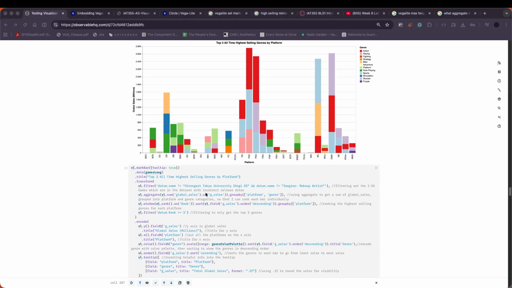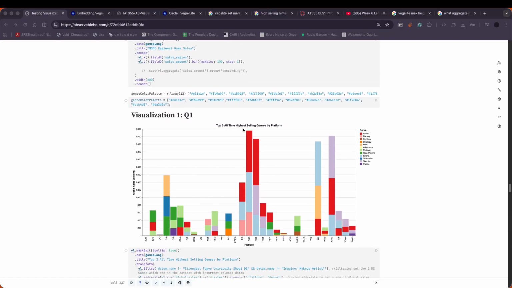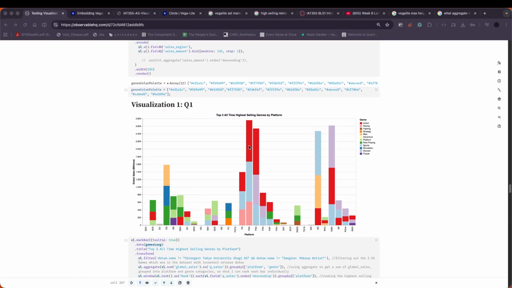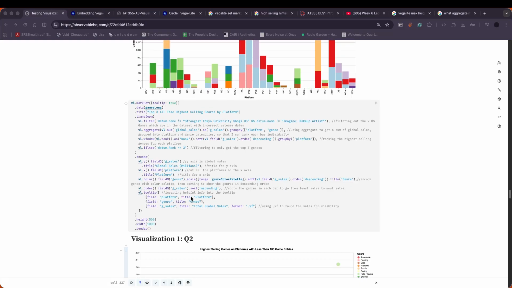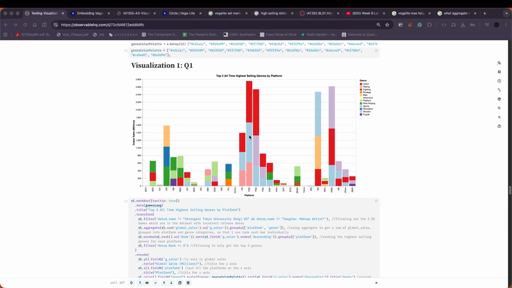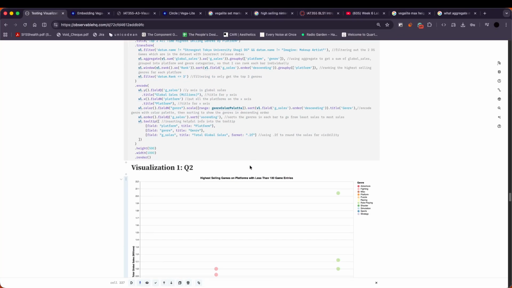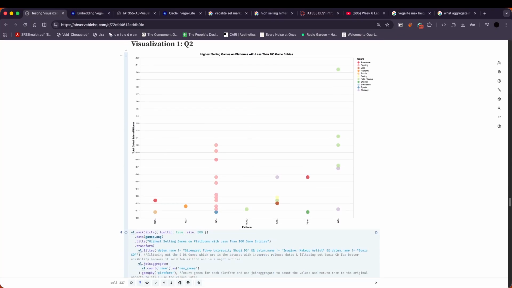What I did was use vl.aggregate to group the sales essentially by platform and genre so that I had these big categories instead of individual games. And then I can rank them and filter only the top 3. And then I can use order to order these top 3 within the bar to essentially see these values right here in the tooltip. Next, visualization 1, Q2.